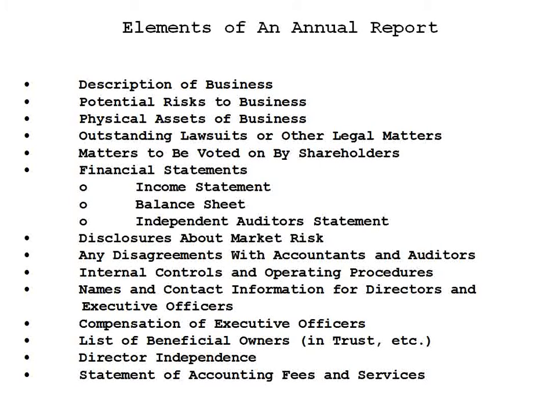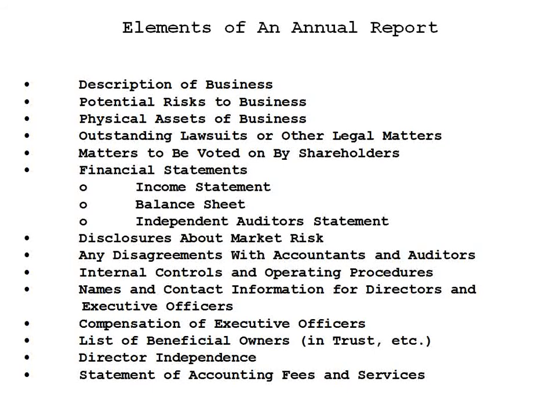Then follows a required description of the business, what it is that that business does, or the type of business that it engages in, in detail. Secondly, then, is a statement of potential risk, what kind of competition they're facing, what kind of regulatory environment that business is facing. That is also a requirement.